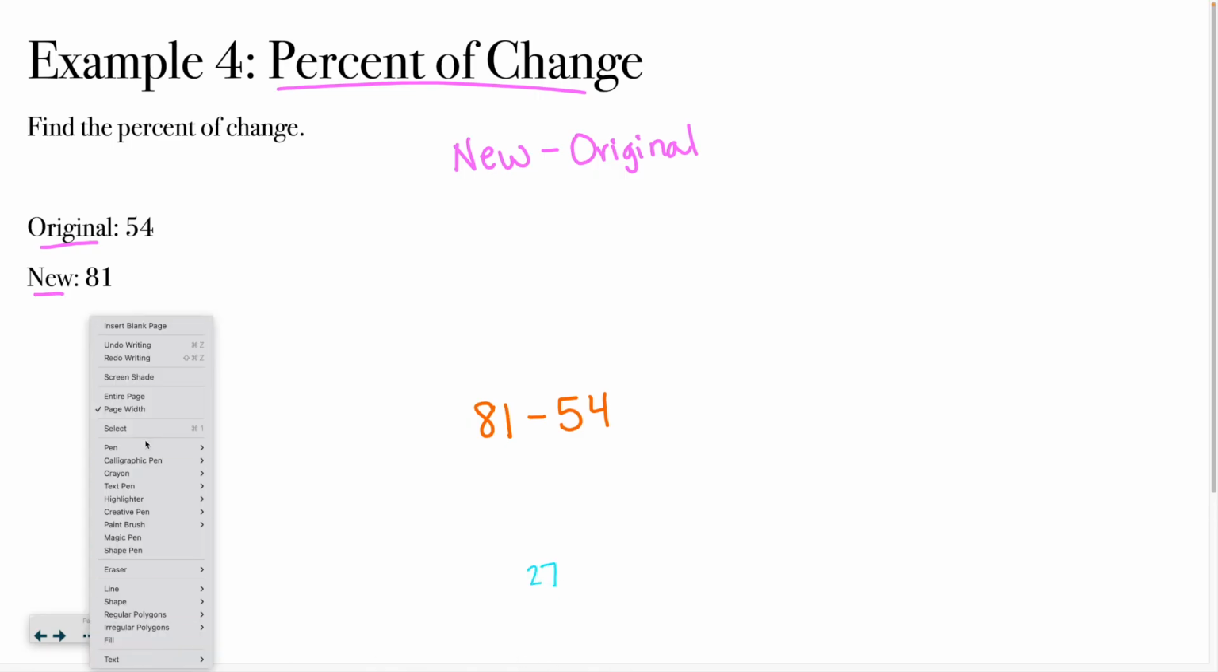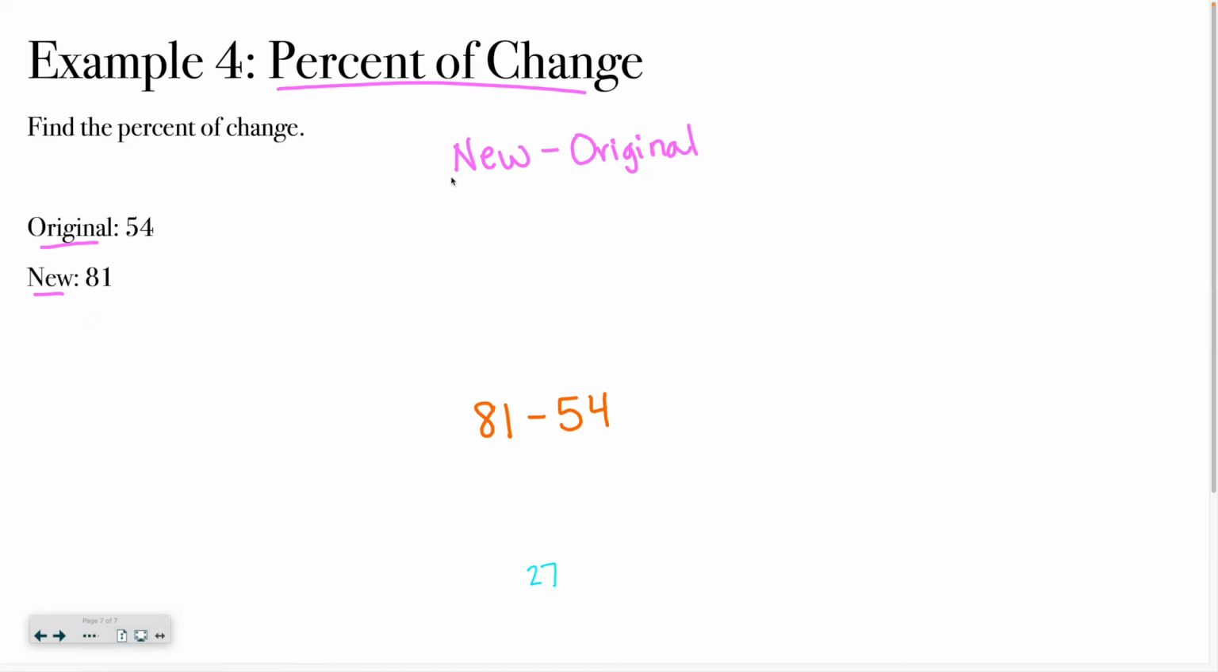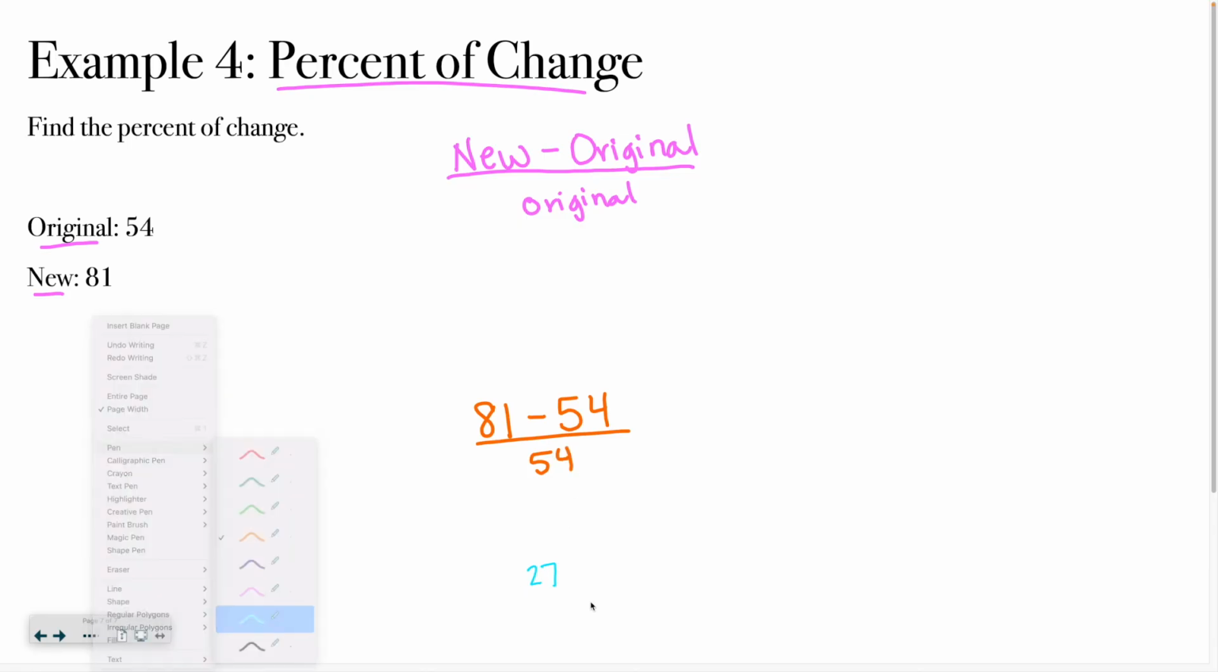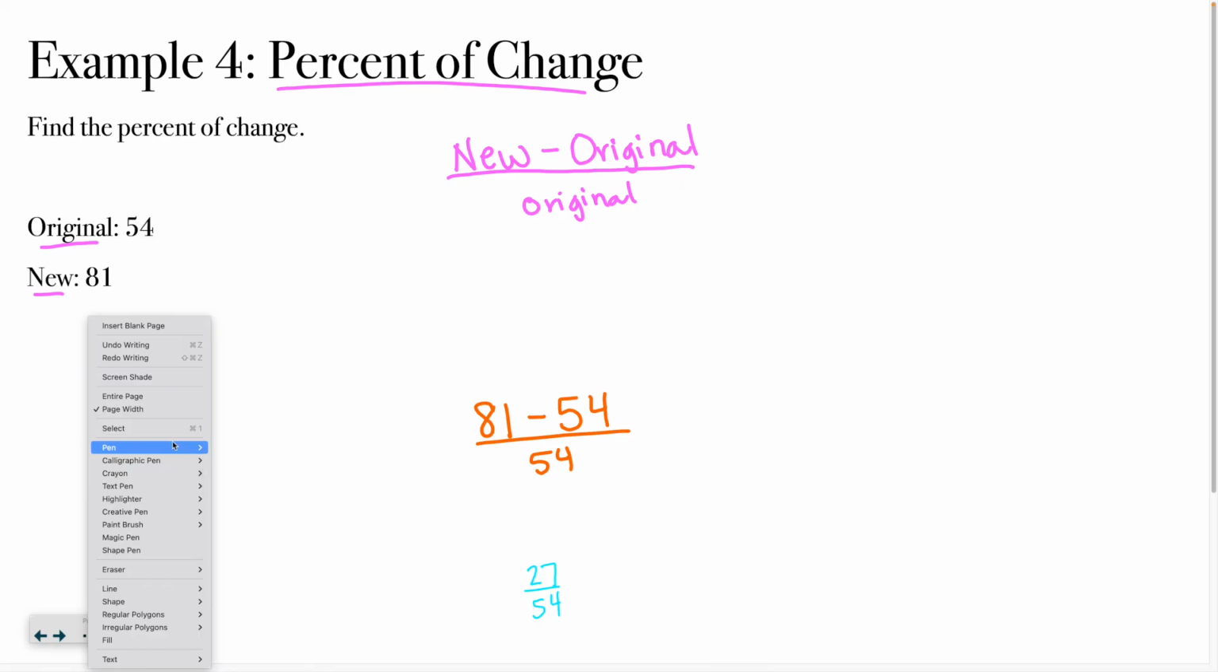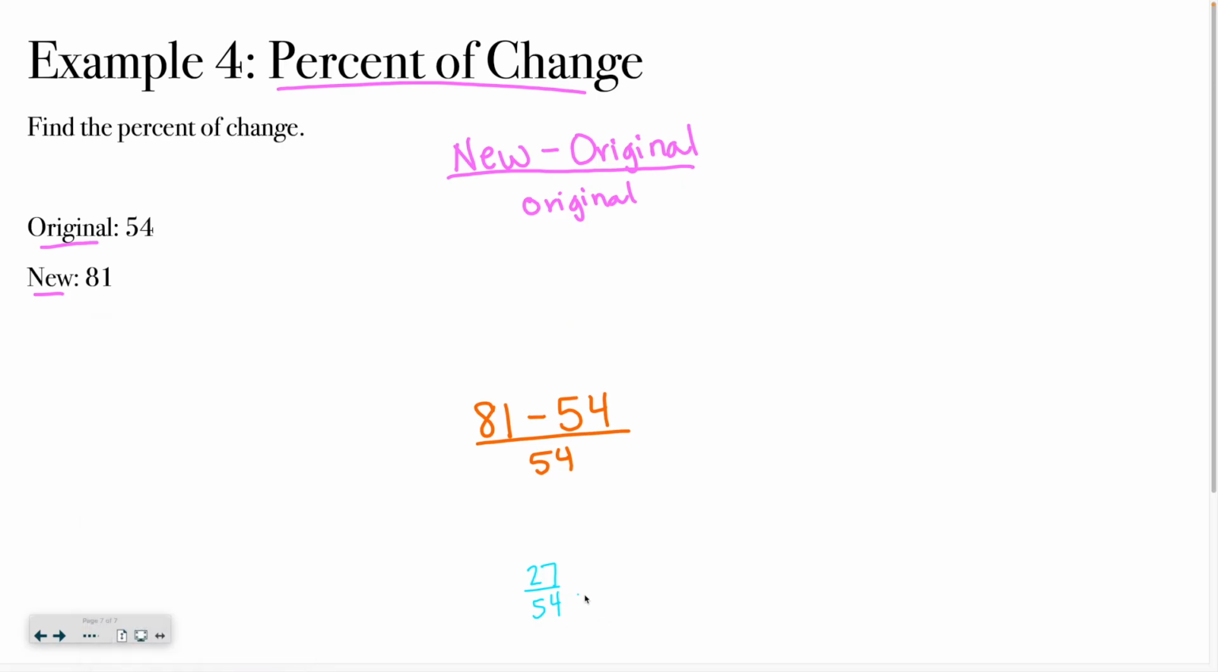Okay, then what you do is you make it a fraction over the original number. So if I were to take the pen again, this would be over 54 because that's my original number. So again, I would have 27 over 54, and I'm just going to take a moment to simplify that. 27 over 54, that's the same as saying 1 over 2, right? Because 27 is half of 54.